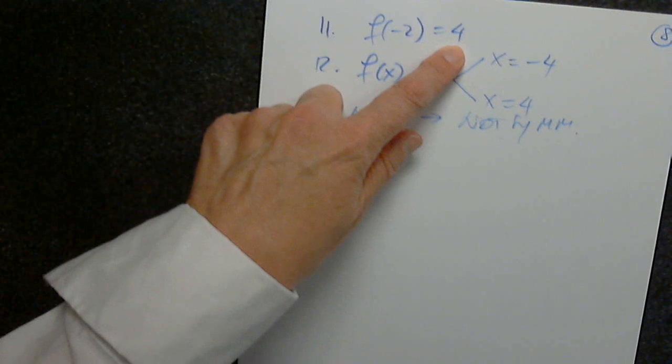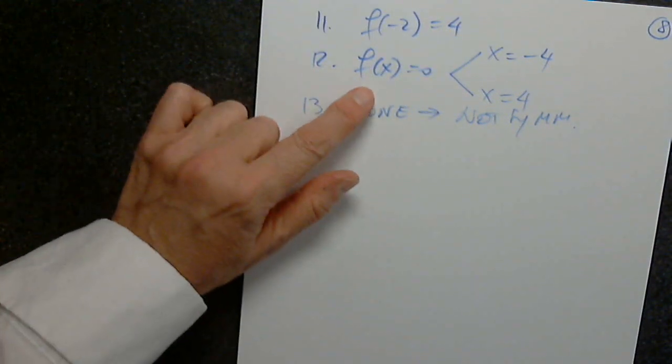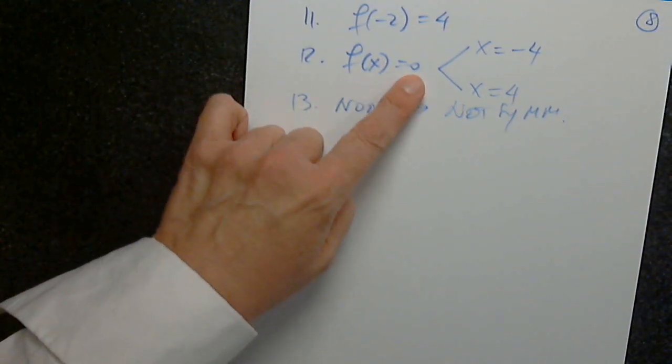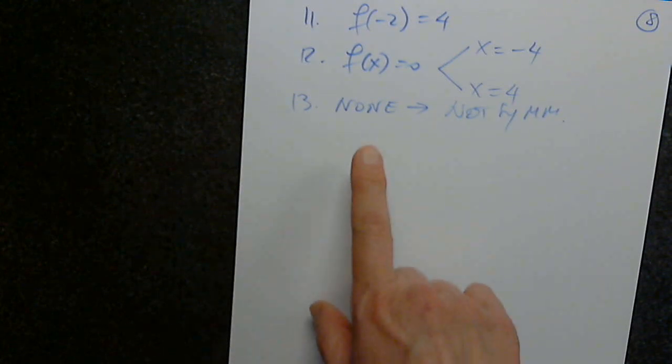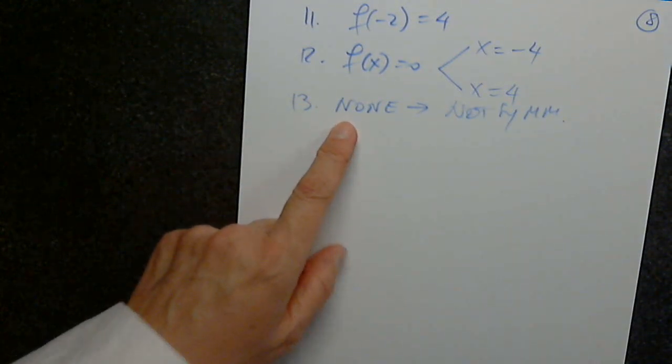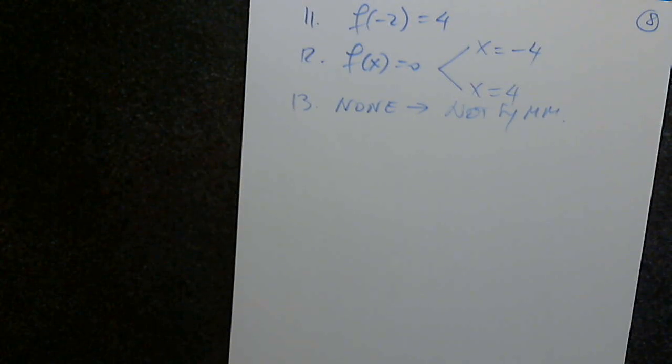Okay, so I also wrote that f of negative 2 is 4. Then the x-intercepts are the zeros. f of x is 0 when x is negative 4 and 4. Is that okay so far? Yes? Okay, and the last one, the function is not symmetric. It's not symmetric with respect to the origin, which would mean odd, and it's not symmetric with respect to the y-axis, which would mean even.